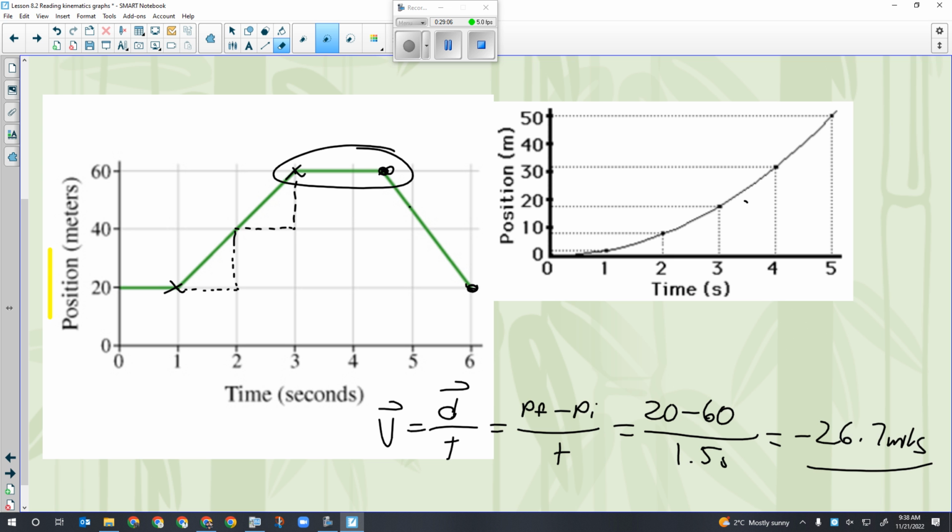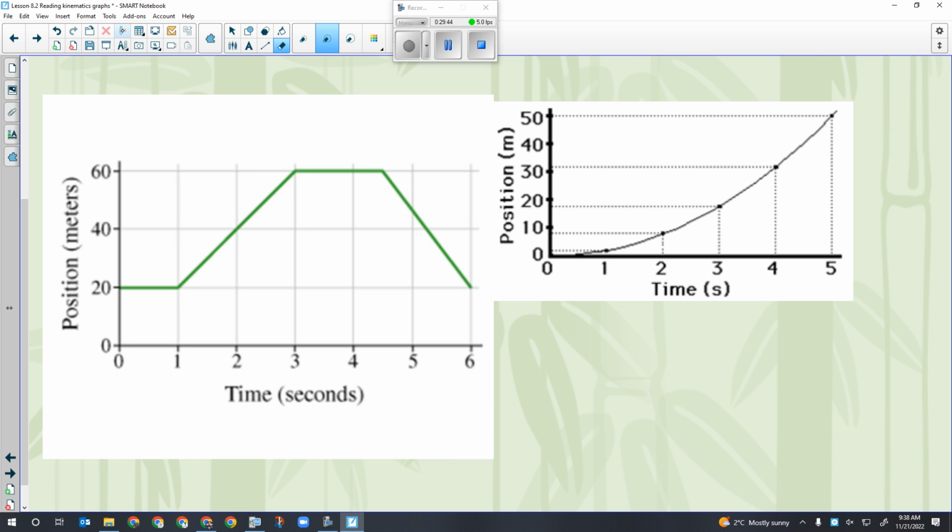Okay. Can I calculate its total displacement? Do I need to do any math? Not really. What's the total displacement? 0, right? We started at a position of 20 meters. We ended at the same place. That means the total displacement is 0. Okay. Could I calculate the total distance? Does distance care whether I go forward or backward? It doesn't.